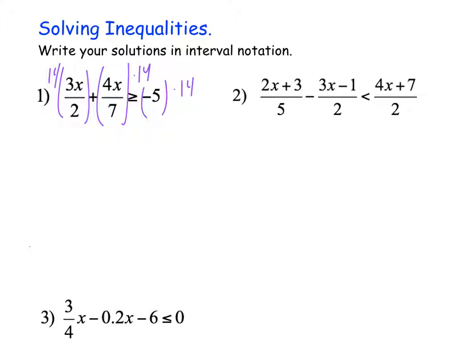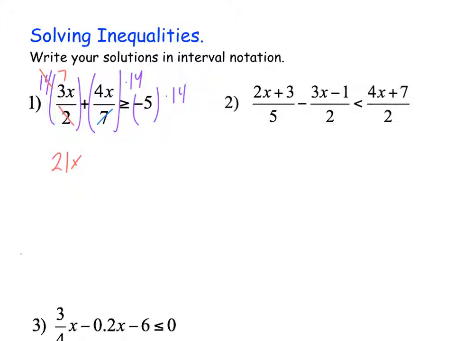So make sure it hits every term. So then as I look at this, the 14 and the 2 would reduce, and that would just leave me with a 7 that's going to multiply the 3x, and so that would give me 21x. And then on the next term, the 7 and the 14 would reduce. 14 divided by 7 is 2, so that's going to give me a 2 here to multiply by, so that would give me a positive 8x.